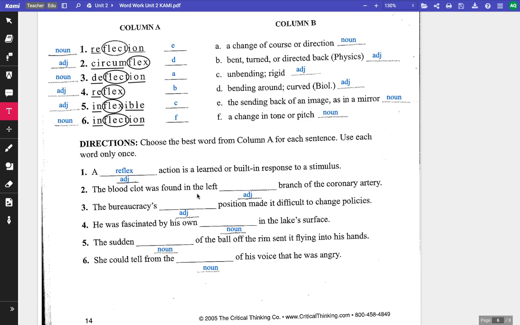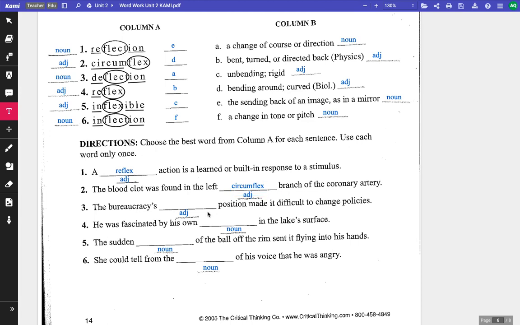The blood clot was found in the left blank branch of the coronary artery. Circumflex. Now, this likely isn't a word that you're going to use very often in your own life unless you are talking to a doctor or you decide to become a doctor, but it's a good word that shows how the word bend can connect with this prefix that means around. So we know that the word circumflex means to bend around.